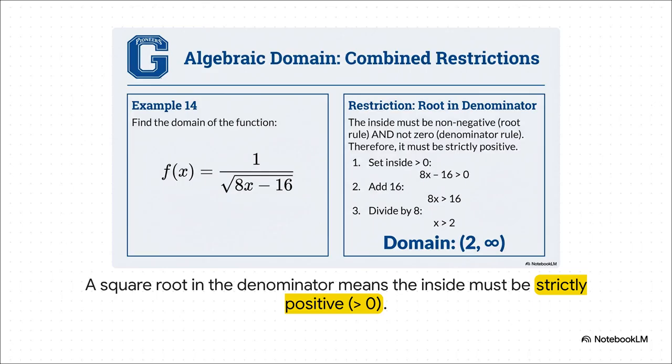The root rule says the inside part has to be greater than or equal to 0. But wait, the denominator rule says the bottom can't be 0. So we have to obey both. The inside can't be negative, and it can't be 0. The only option left is for the inside part to be strictly greater than 0. We solve that, and we find x has to be greater than 2, which gives us the domain from 2 to infinity with a parenthesis.